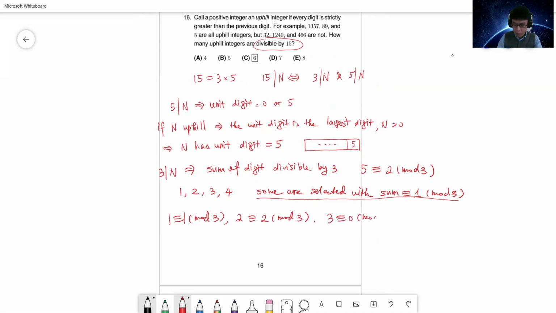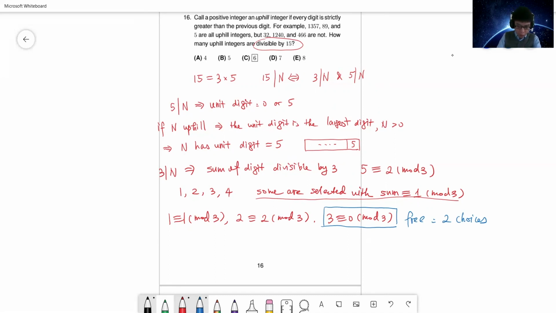So 3 doesn't matter. So we can choose 3 or not to choose 3. So this is totally free. Let me call this 3. It has two choices. We can either include 3 or not include 3. And now let's consider 1, 2, and 4.